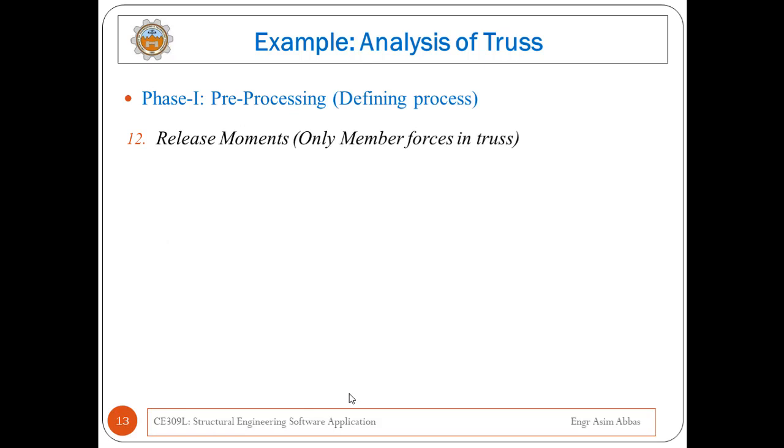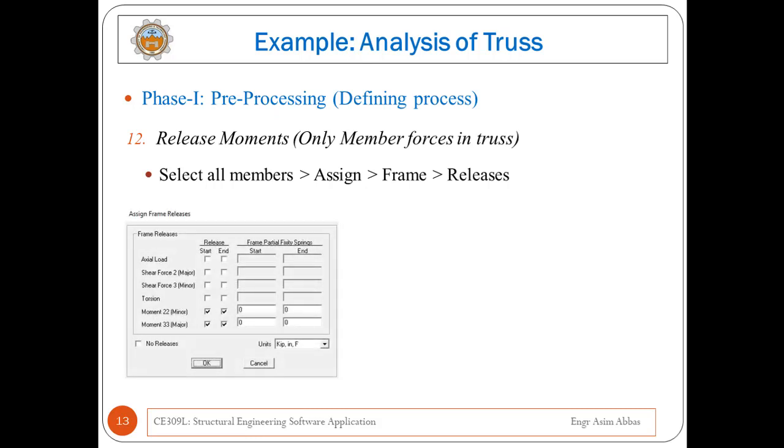In step 12, moments are released because in a truss element there are only member forces and no bending moment. In order to release moments, first of all select all members, then go to Assign, then Frame, then click on Releases. When you click on Releases, the Assign Frame Releases window will open. In this window, release moment 22 and moment 33 at the start and at the end.